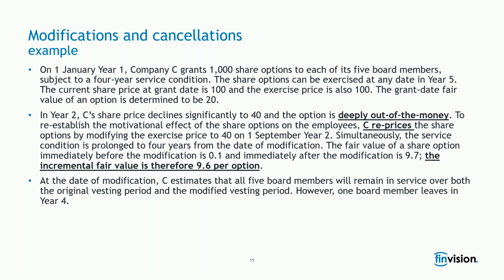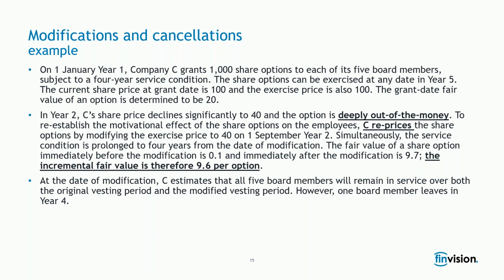So company C reprices the share options by modifying the exercise price. Instead of the initial 100 exercise price, they will be decreasing it to 40, which is an achievable target. Obviously, a share option with a much lower exercise price will be worth a lot more. In the example here, the fair value of the share option before the modification had been reduced from 20 to 0.1. After modification, it lands on 9.6 or 9.7.